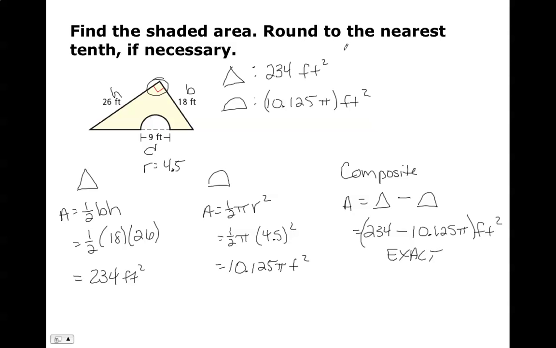But if the question says round to the nearest tenth, we type it into the calculator and we get that the area is approximately 202.2 feet squared. When you're typing it in the calculator, for pi, make sure you use the pi button on your calculator. So make sure when you're doing composite figures, you pay attention to whether you need to add the figures or maybe subtract something out, or maybe a combination of both.